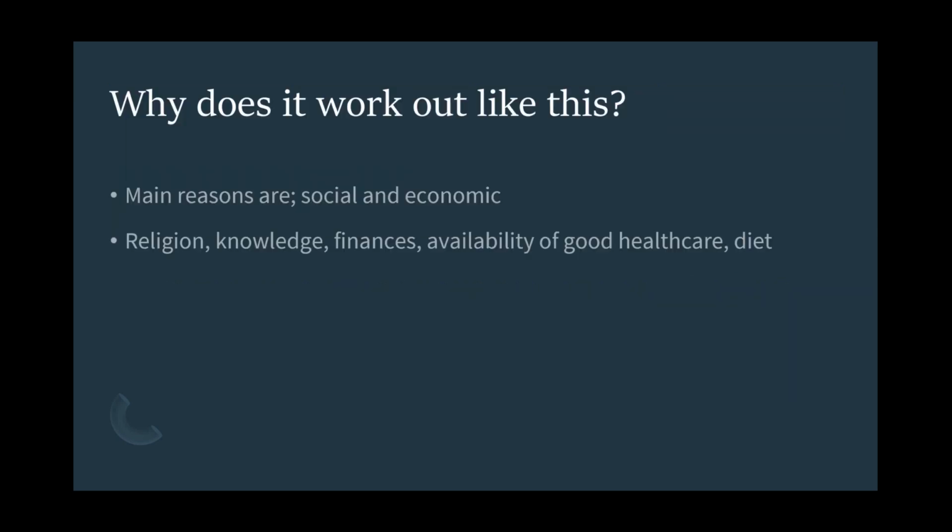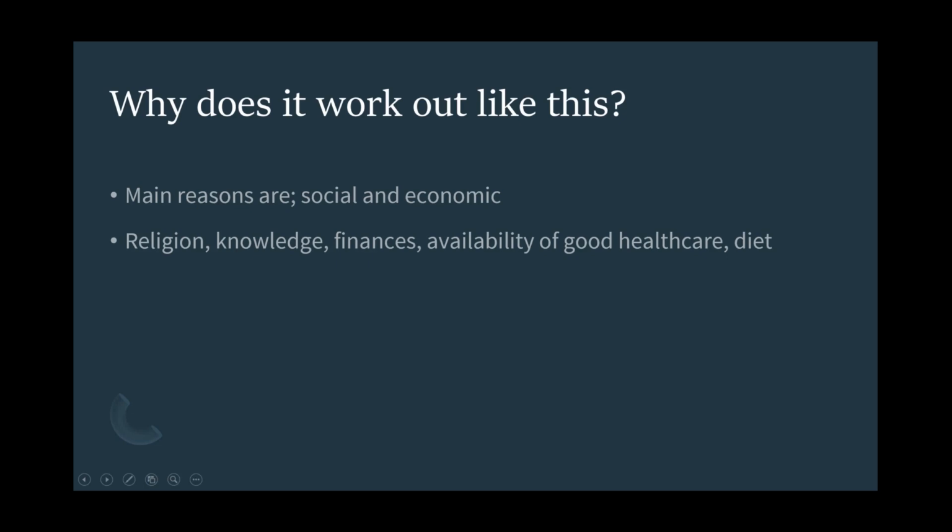So now a bit into the why things work out the way they are. The main reasons can be broken down into social and economic reasons. So things like religion and culture can directly affect some of the ways in which birth rate changes within a country. Knowledge, the amount of education provided to a local population, can definitely influence the amount that they know about families, contraceptives, and children, and there have been correlations and studies which have basically proven that the higher educated a country is, the higher the life expectancy goes as well.